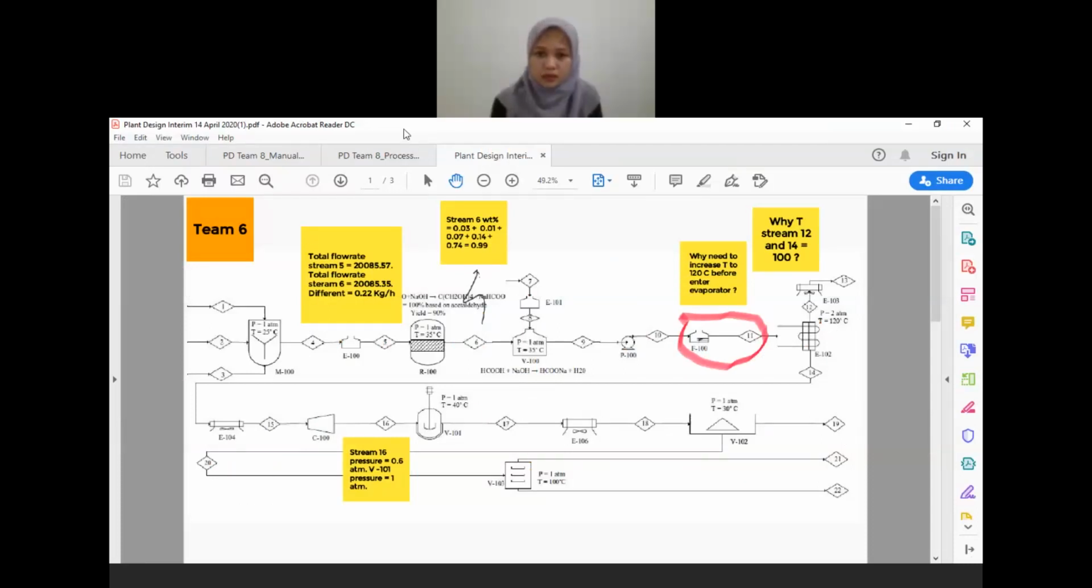Yang first sekali stream 5 dengan stream 6 tu. Saya tengok dia punya total flow rate, dia ada 0.22 different, tapi kilogram per hour. Ada different tak? So doktor cakap stream 5 dengan stream 6, dia different 0.22. Ya, ada different sikit. Oh, I think this different is because based on the decimal round off. Yes. Tapi 0.57 dengan 0.35.